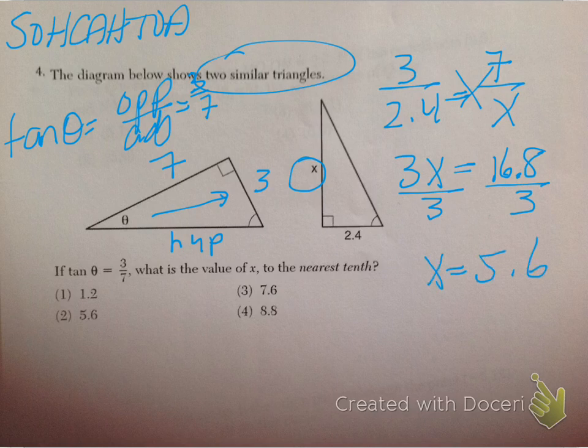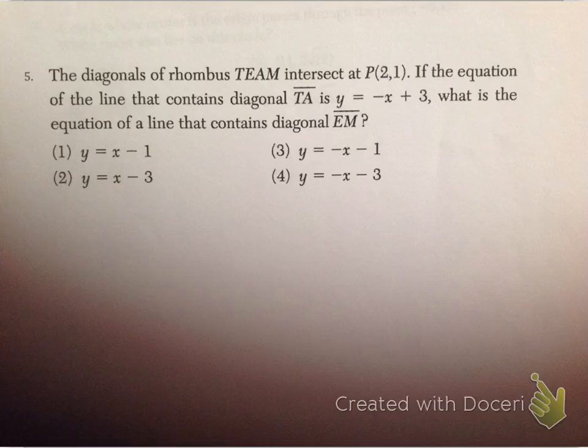And you get 5.6, and that was choice 2. Okay, here's number 5. So I think it's easiest if we try to picture this on a graph. So we have a rhombus, and the diagonals intersect at P, which is (2, 1). So let's say that's right here. Okay, so the diagonals of a rhombus are going to intersect right there. So let's say it's going to look something like that.